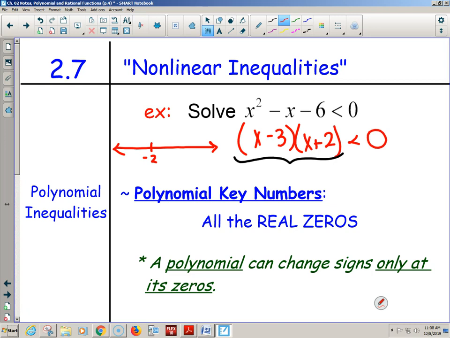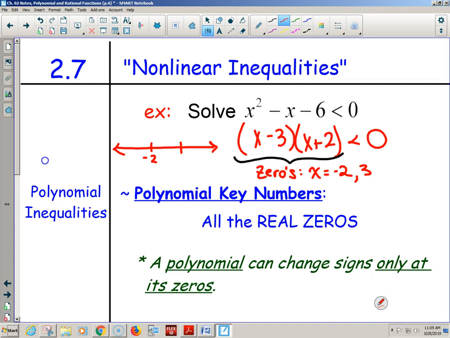Wait a minute. Who is negative 2? What made him so special? On one side it didn't work, on the other side it did work. Negative 2 equals 0. Negative 2 is a 0. So guys, if negative 2 was important and was helpful, what else do you think might be helpful also? Positive 3. How about the 3?